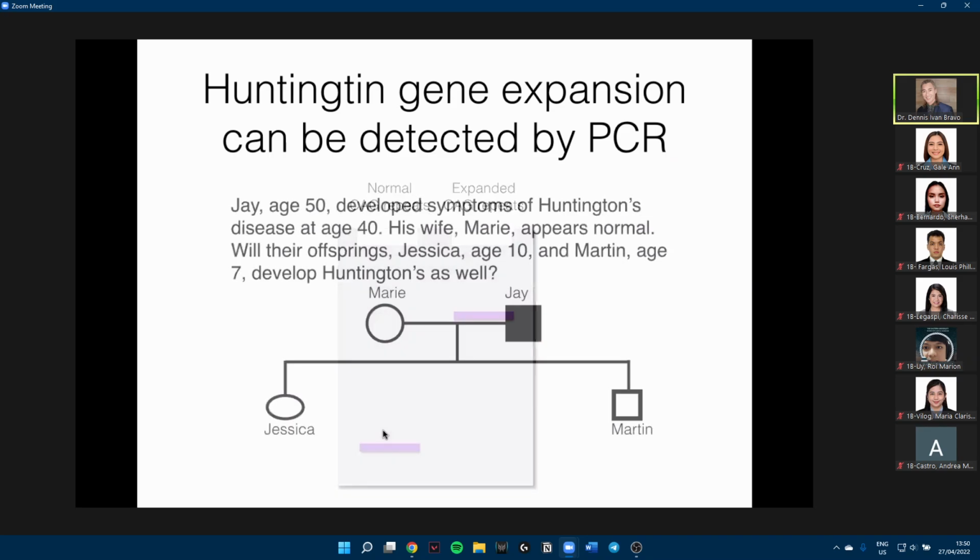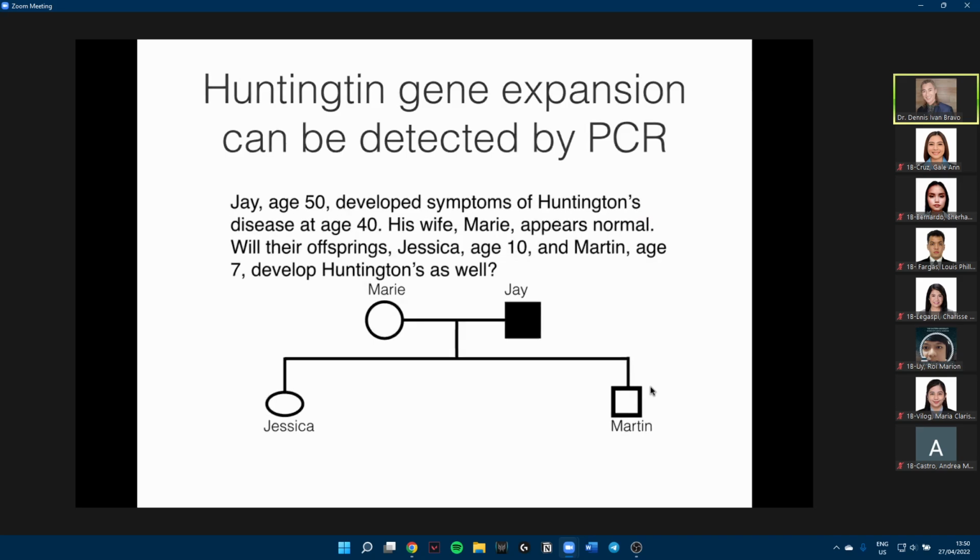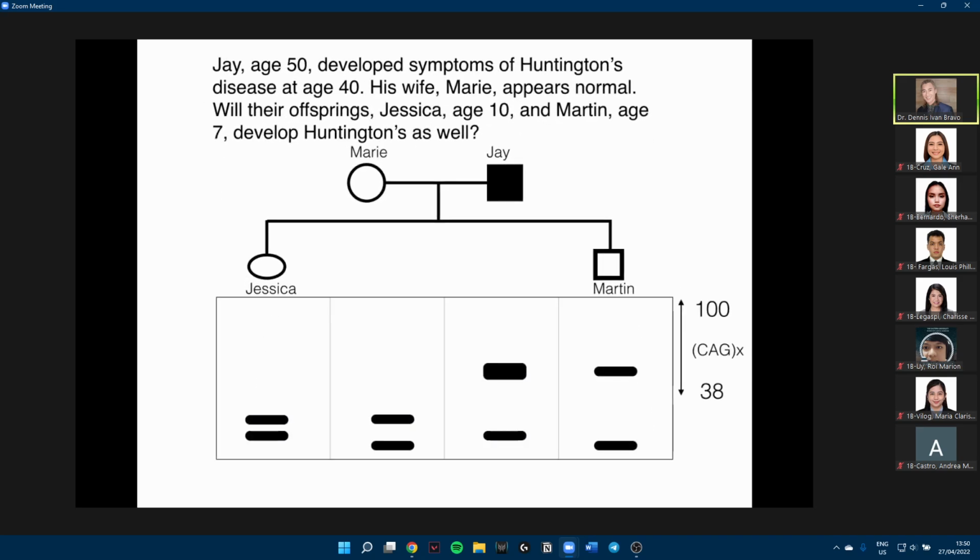Let's have a hypothetical case here. J, 50 years old, developed symptoms of Huntington when he was 40 years old. Now his wife Mary is normal. They have 2 children, still very young, ages 10 and 7, and they're afraid that their children might have Huntington's disease. So you want to be sure. So everyone was subjected to PCR, amplification of the Huntingtin gene.